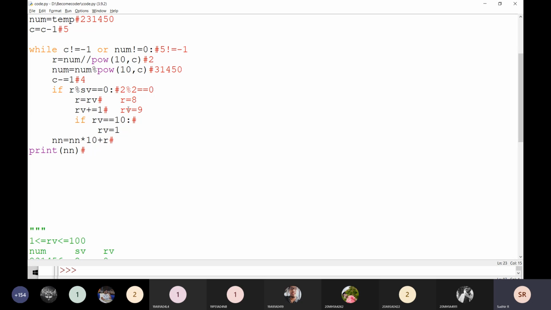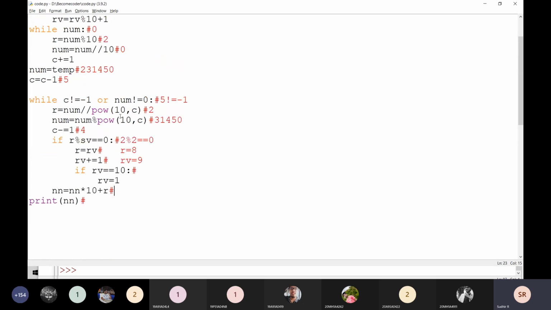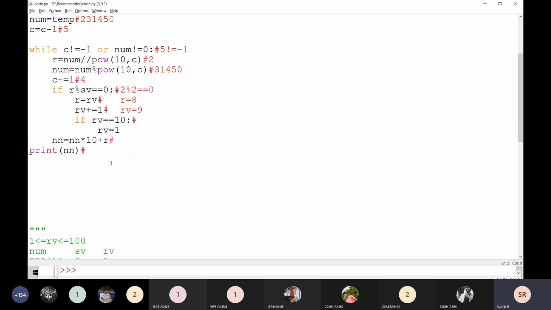Coming to here, what is NN value? NN value is initially 0, and 0 into 10 is going to be 0. 0 plus R. What is R value? It is modified to 8, right? Then it is going to be 0 plus 8, then it becomes 8. Okay? Is it clear up to step 1, everyone? For the first iteration. Yes, sir.